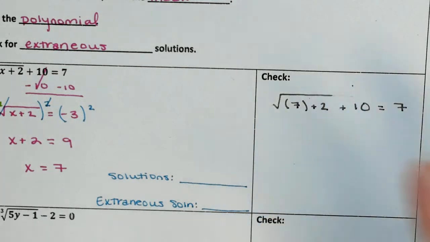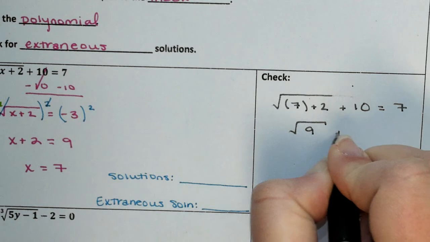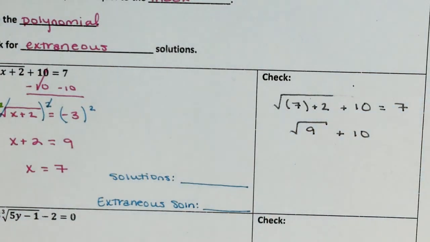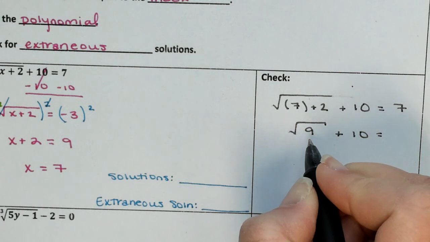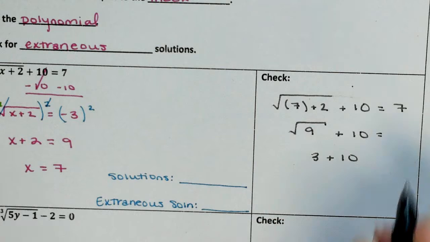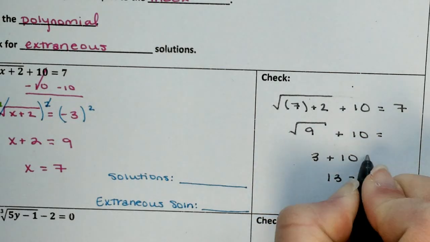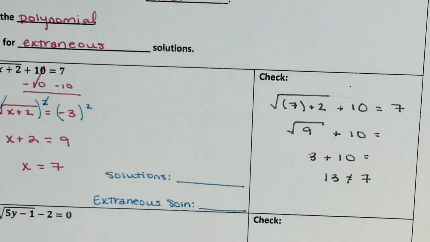7 plus 2 is 9, so I'm just going to use PEMDAS here and simplify the left side. What's the square root of 9? What's 3 plus 10? What was the right side? There was nothing to simplify on the right side. Does 13 equal 7? No.